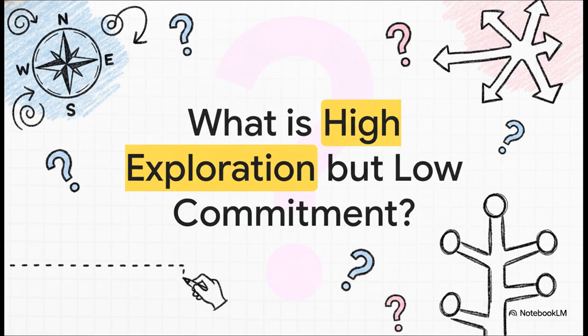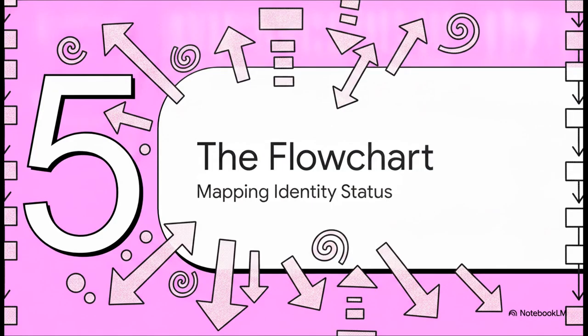Let's test your recall on that one. Think back to that blue quadrant we just talked about. You're trying everything under the sun, but you haven't signed on to the dotted line for any of it. High exploration but low commitment drops us right into which status? Spot on, identity moratorium. Moving right along to Section 5, Mapping the Identity Flowchart.